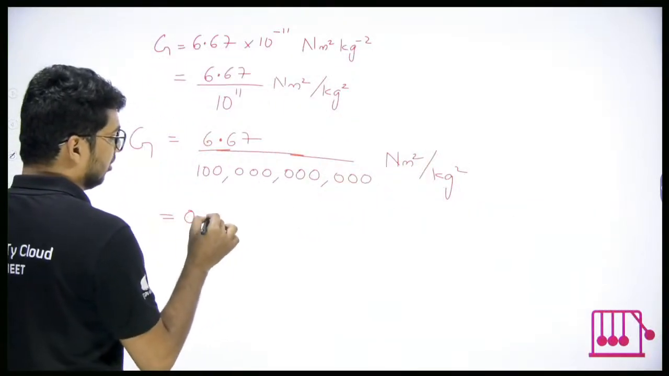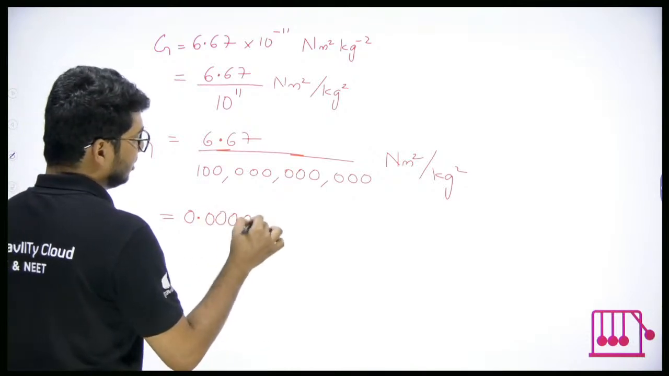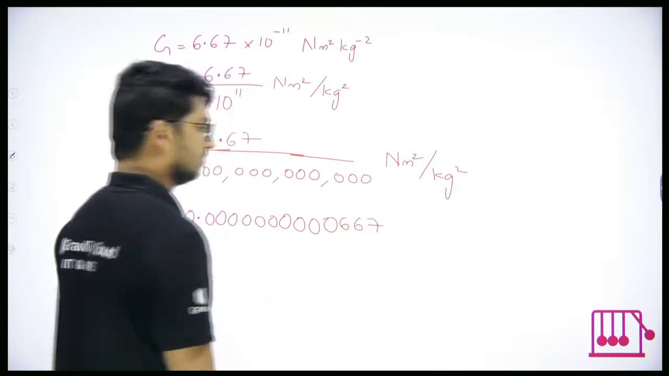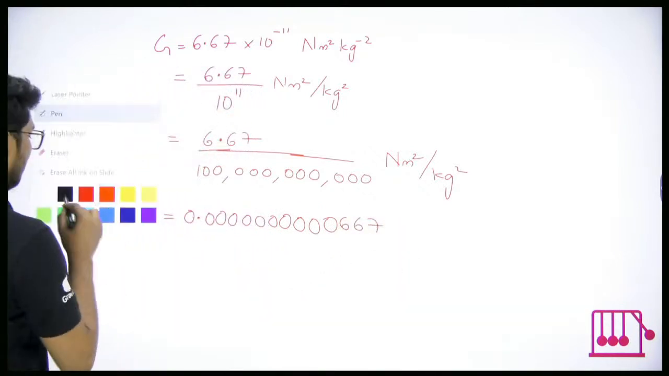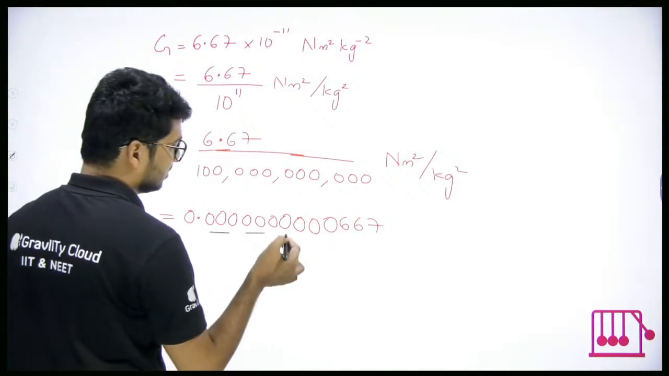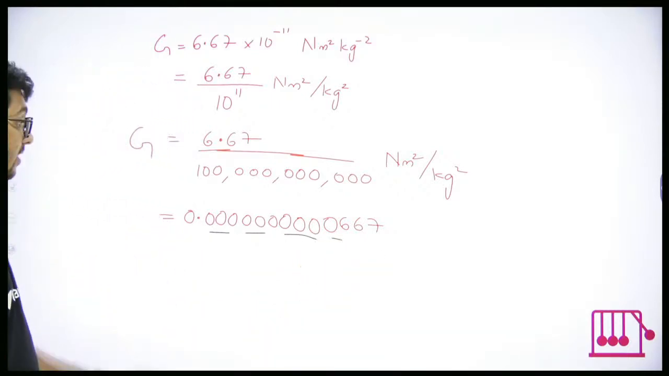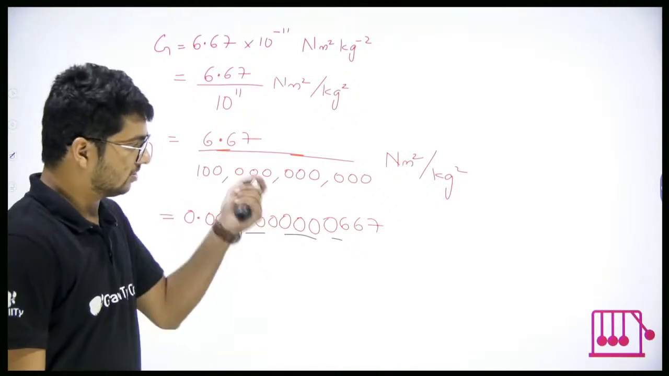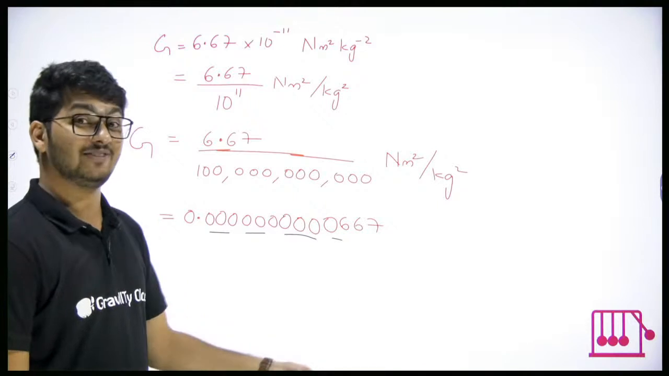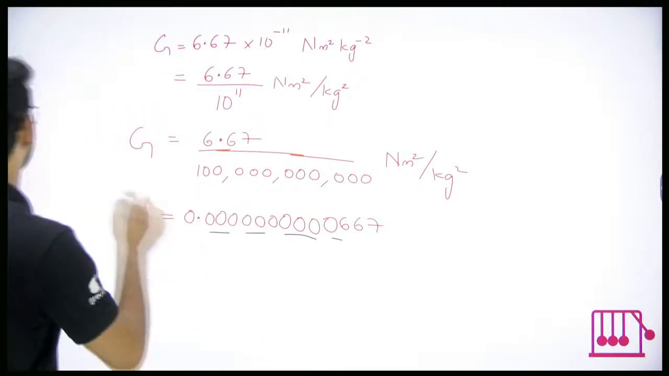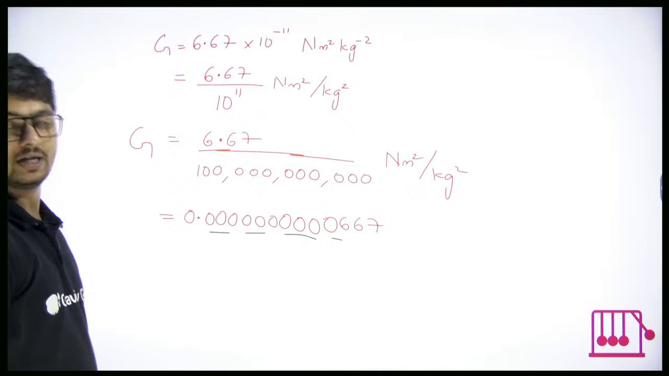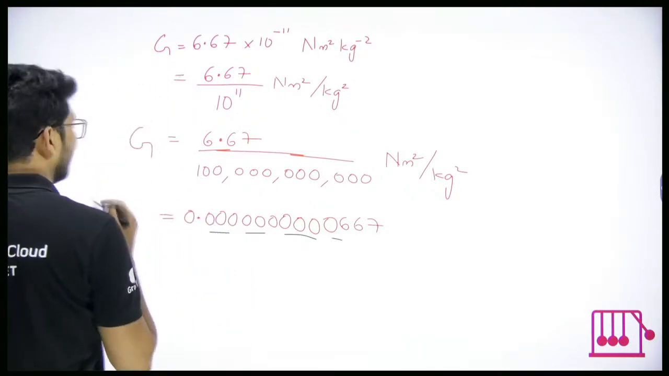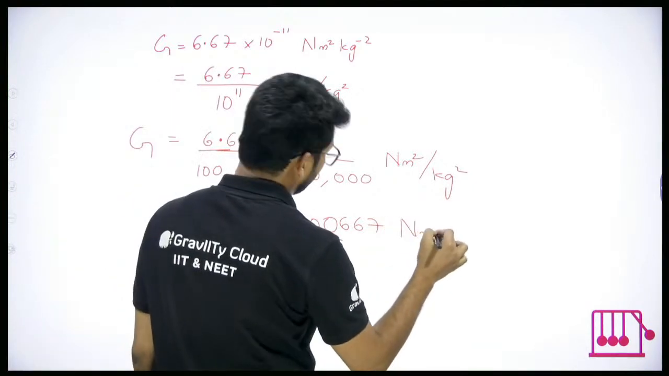In fact, if I write it down, I have to be careful when I count the zeros. Let me count them again: 1, 2, 3, 4, 5, 6, 7, 8, 9, 10. So 0 point, see how small it is, 0.0000000000667. It's very difficult to count the zeros. That's how small it is. It's important to understand the value.